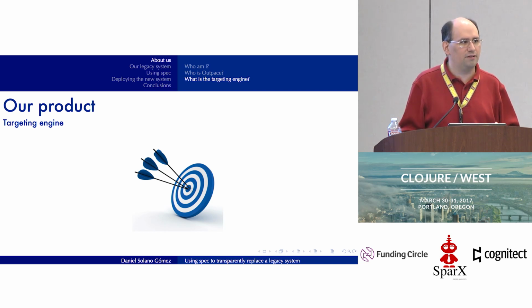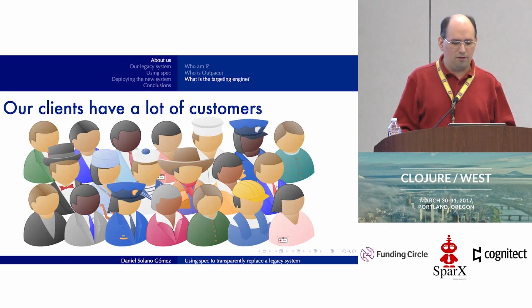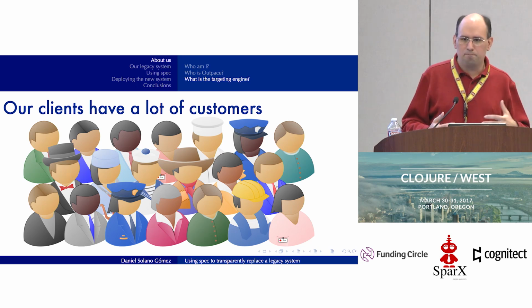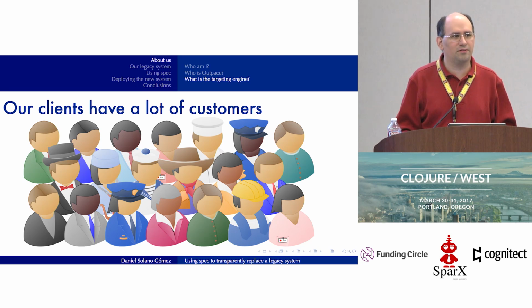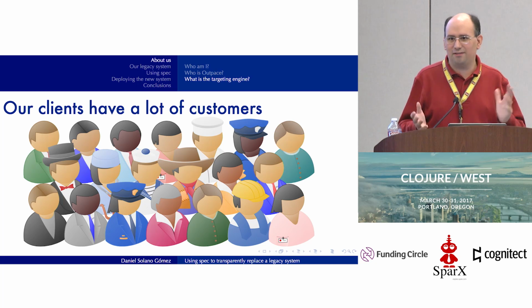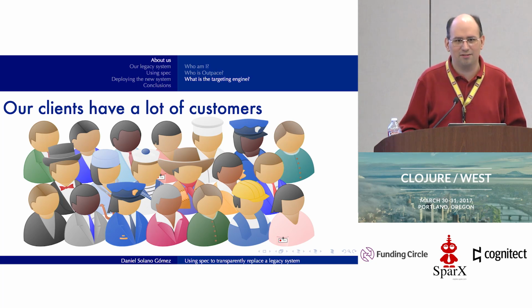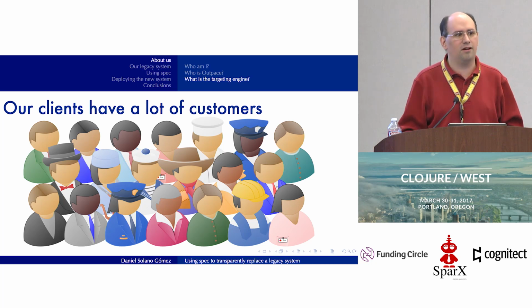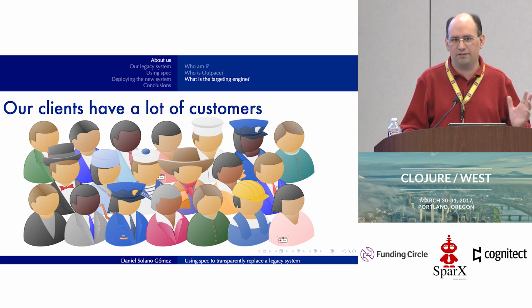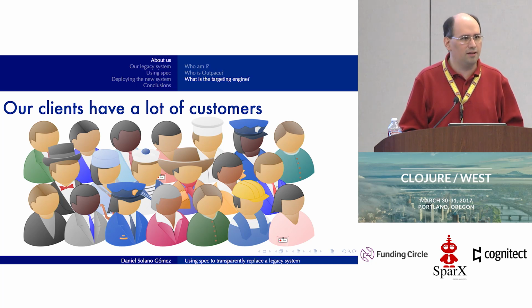And to explain how the targeting engine works, I need to talk a little bit about our clients. So our clients are people who have a lot of customers. I cannot say who exactly our clients are due to the confidentiality agreements, but for this particular talk, our client is a very large hospitality chain with over 4,000 properties, over 10 million or tens of millions of loyalty members.